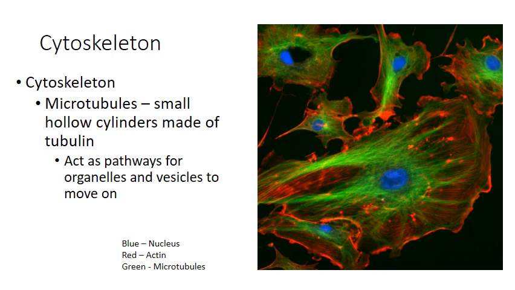So this is a cell right here, and what they did is they added molecules that, when you shine a specific type of light on them, are going to appear either green, blue, or red. And these molecules are going to either attach to the nucleus, which is blue, to microtubules, which are green, or actin, which is red. So you have the actin kind of around the outside, projecting from the inside too, and it gives the cell its very specific shape.